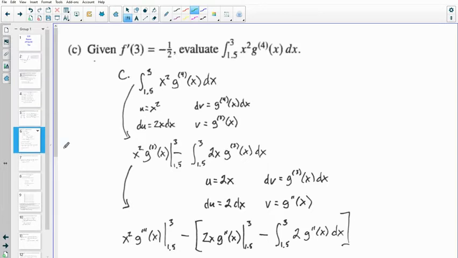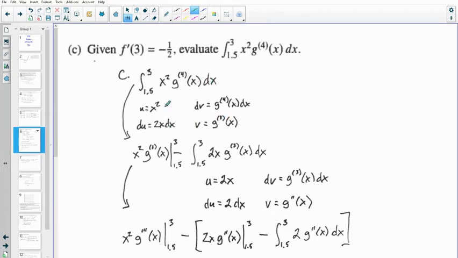Part C, this was annoying to me. This seems like a much higher degree integration by parts than what I would expect for you guys to see on the actual thing on May 12th. So I'll just take you through this. It's a double integration by parts. I don't see any other way of doing this one. So that's what I did.